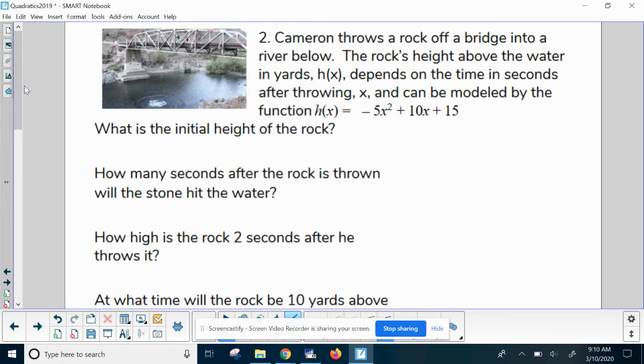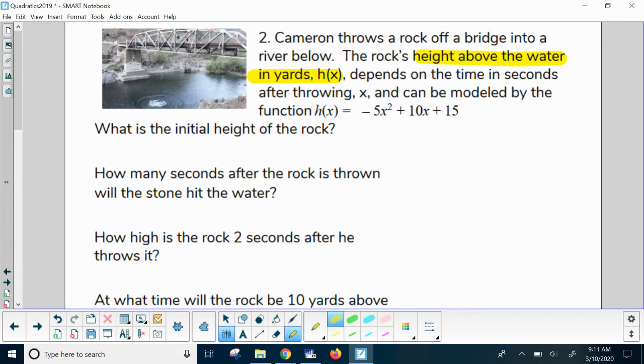So when I see this problem, the first thing I do is go ahead and highlight the important information. To me, what's important is the rock's height above the water. Our rock's height above the water is h of x, and it's measured in yards. And time in seconds after throwing is our x. And then we've got that equation. So we should go ahead and pop that equation into Desmos. Please pause your video and do that now.